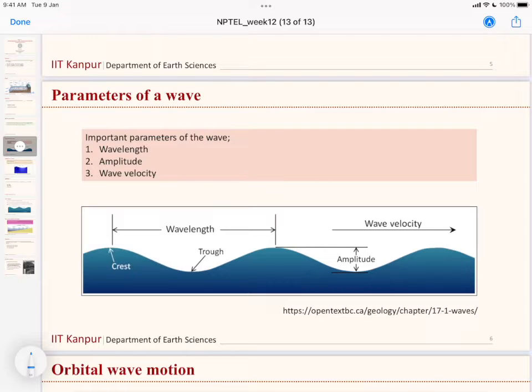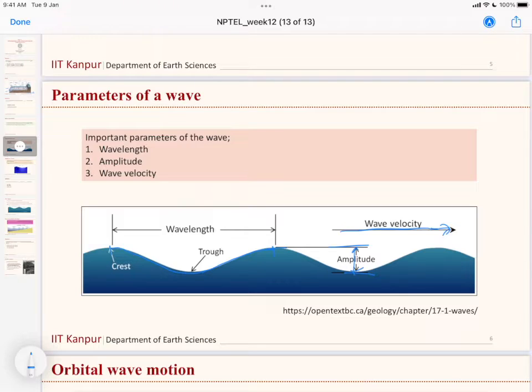Just to give you a recap, wavelength is the distance from crest to crest or trough to trough. So here this whole length would be the wavelength. And amplitude is the vertical distance between the crest and the trough. So this vertical distance would be my amplitude. And the wave velocity is the velocity. So if the wave is moving in this direction, and since velocity is a vector, the direction of that vector would be the direction in which the wave is moving.